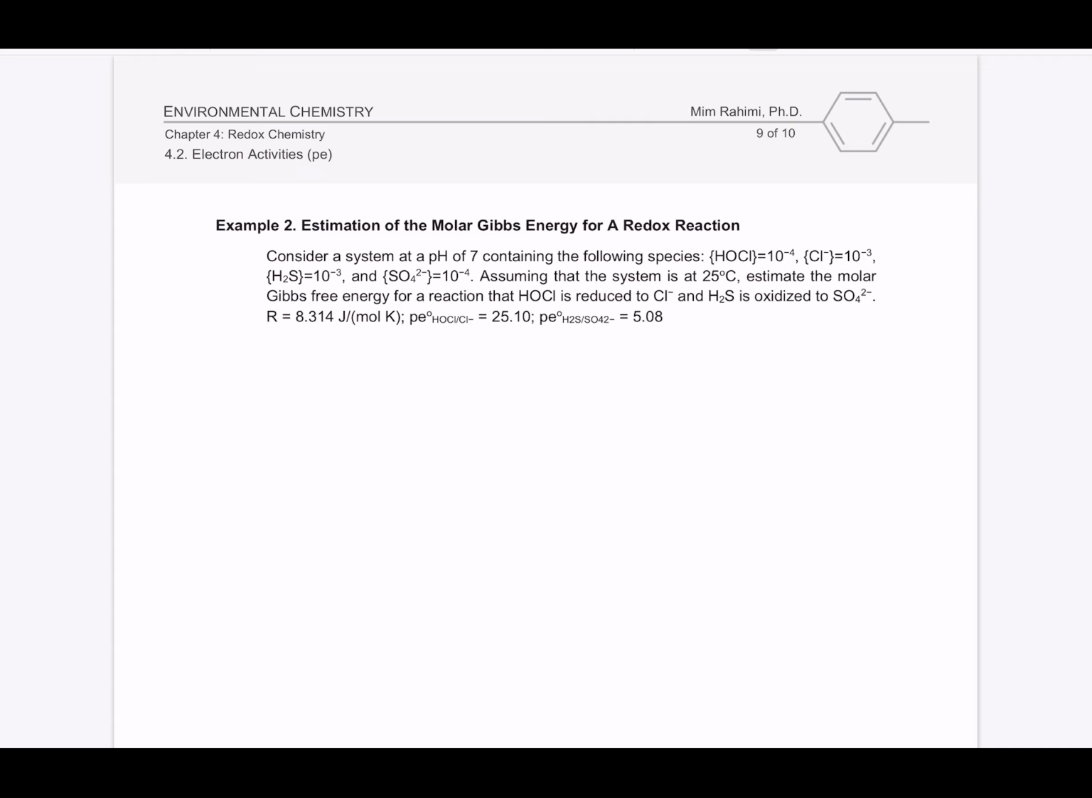Estimate the molar Gibbs free energy for a reaction in which HOCl is reduced to Cl minus. So it's also given what is reduced and what is oxidized. So the pathway is obviously we calculate E0 of reaction, then E of reaction, and then connect E of reaction to delta G of reaction. So basically a combination. And on the way, we need to do the Nernst equation for both the half reaction and the redox reaction, because this is non-standard. So take your time, read this statement for 30 seconds, and then we go back to it.